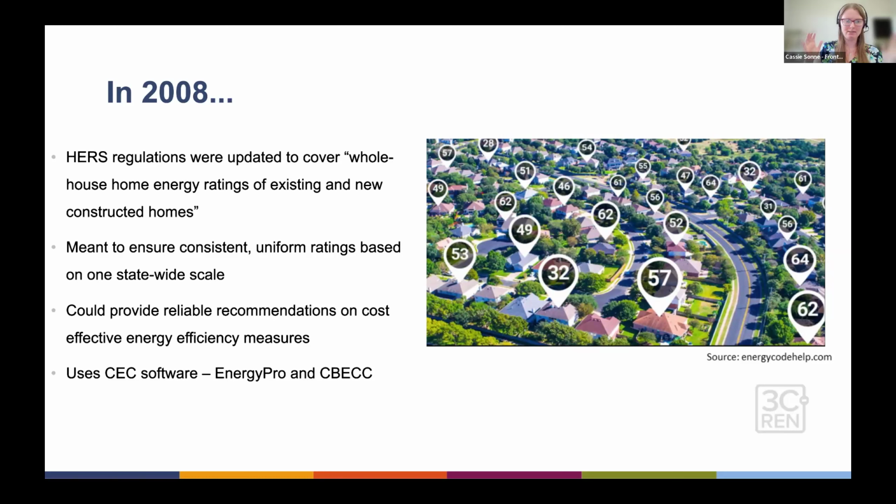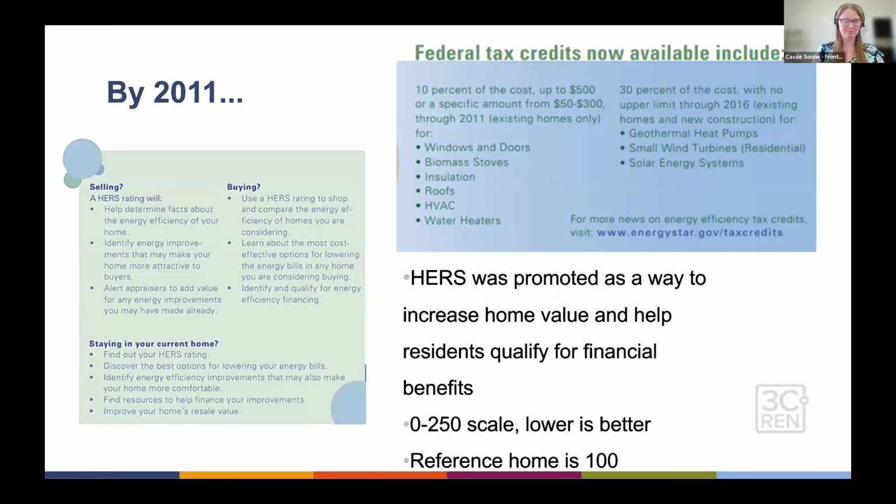At this point in time, the CEC also developed software such as Energy Pro and CBEC that were able to aid HERS raters in this goal. And this really started to generate a feeling that the HERS ratings meant something and could provide reliable recommendations on cost-effective energy efficiency measures. Over the next few years, up till 2011 and beyond, the HERS program continued to grow in California. The CEC developed materials, including a pamphlet, which you can see some screenshots of here, explaining the benefit of getting a HERS rating.